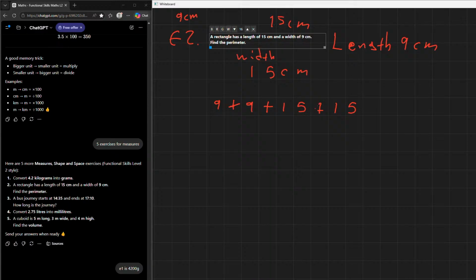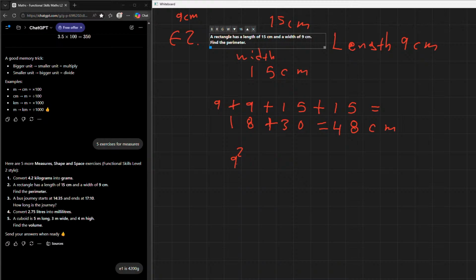I need to work on my plus sign on this one. Oh, this is always so difficult. So 9 plus 9 is what? 18, plus 30. Then this is what? 48, if I am correct. 48 centimeters.